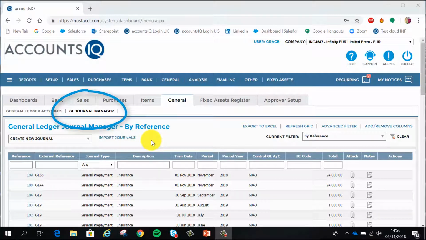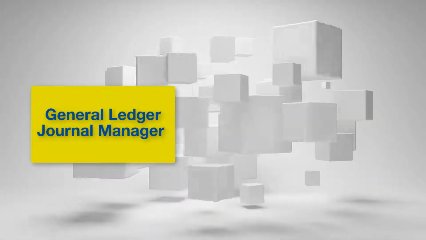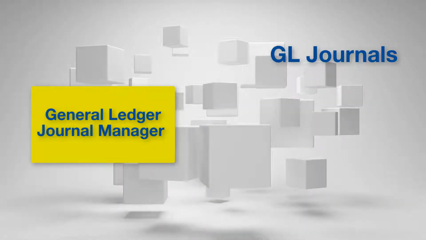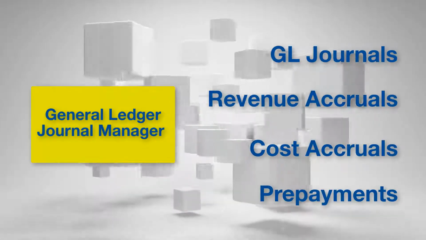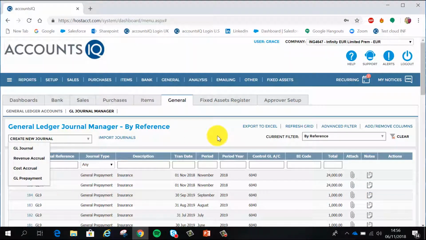A new tab has been created in the General section called the GL Journal Manager. The new GL Manager enables the management of GL journals, revenue accruals, cost accruals, and prepayments all in one place. In terms of the look and feel of the new journal listing screen, as always with AccountsIQ, it is easy to use as it is based on grids and tabs.